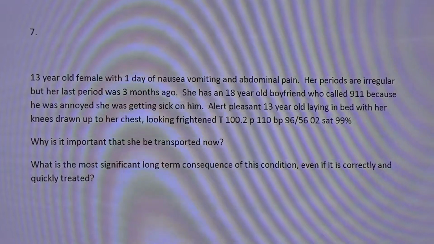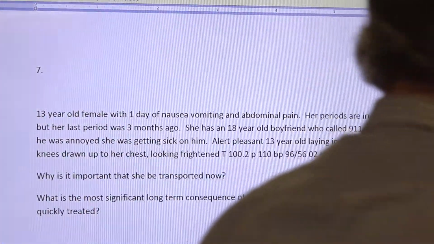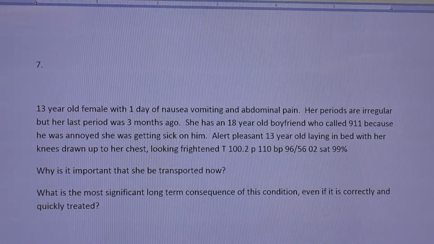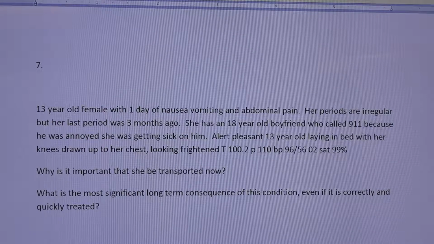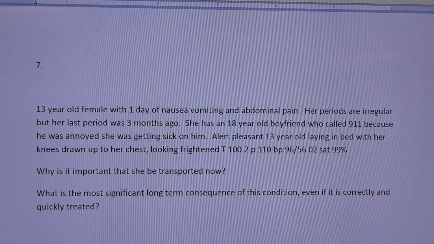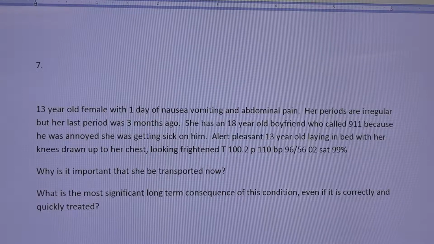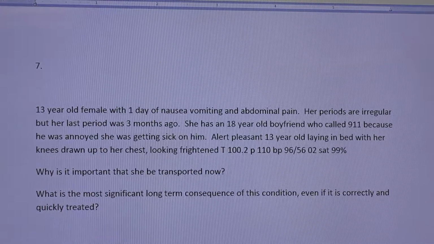13-year-old female with 1 day of nausea, vomiting, and abdominal pain. Her periods are irregular, but her last period was 2 months ago. She has an 18-year-old boyfriend who called 911 because he was annoyed she was getting sick on him. Alert, pleasant 13-year-old laying in bed with her knees drawn up to her chest, looking frightened. Temp 100.2, pulse 110, BP 96 over 56, sat 99.